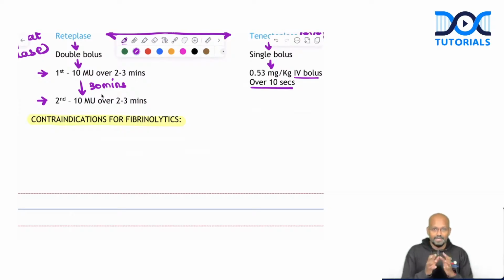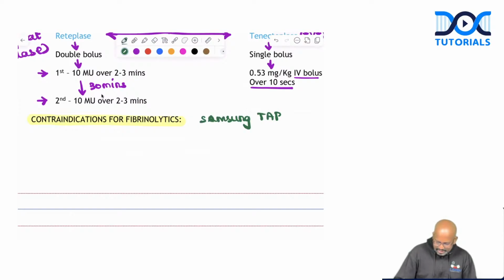Let's look into the absolute contraindications. There are multiple relative contraindications too, but here we'll be sticking to absolute contraindications for the use of fibrinolytic agents. With a simple mnemonic, we can explain it. Samsung tab is the mnemonic. Remember the contraindications for fibrinolytics. S is for history of stroke.